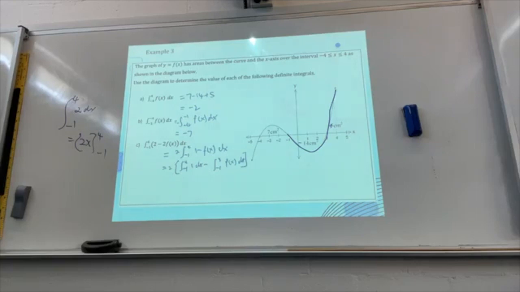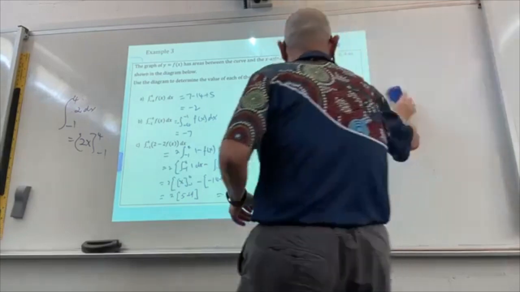So integrating 1 gives you x, correct? Integrating f(x) from minus 1 to 4 is 14, minus minus 14 plus 5, and therefore you've got 28. Yeah, I got it, but a different way to him. Well, I didn't sub out the 2, but it's still the same thing.